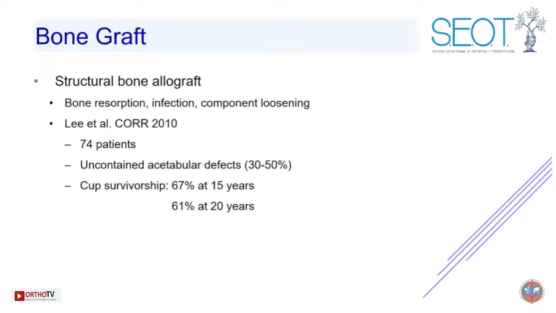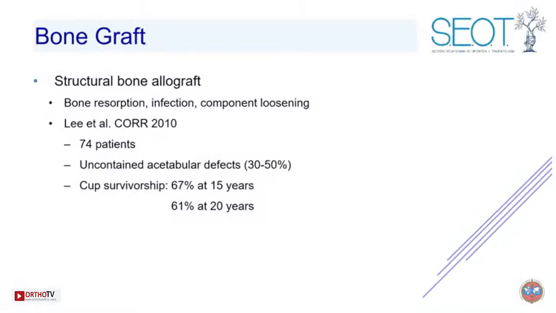There are some studies like this one of Lee in 74 patients. They have uncontained acetabular defects that covered up to the half of the acetabulum bone, and they had a survivorship of just 67% at 15 years or 61% at 20 years. So not so good results with just structural bone allograft.